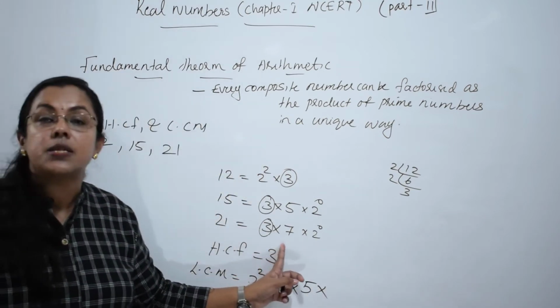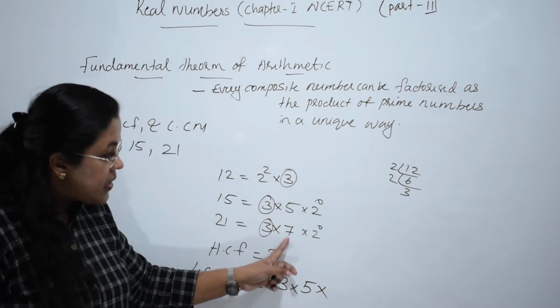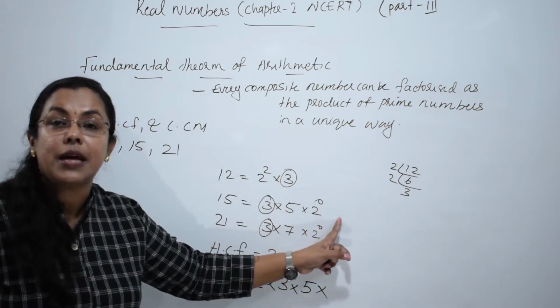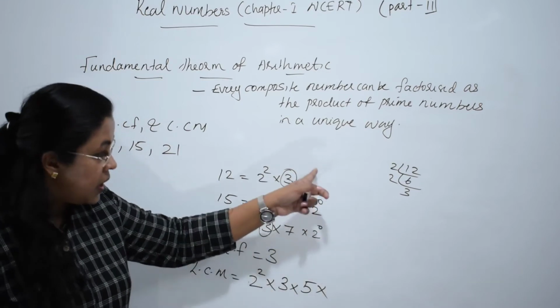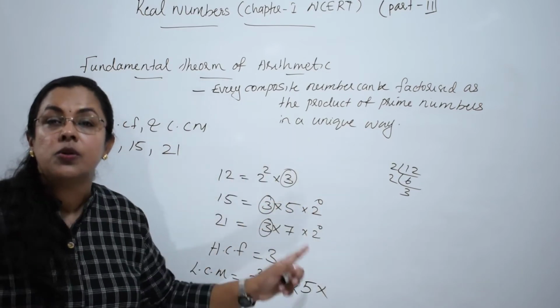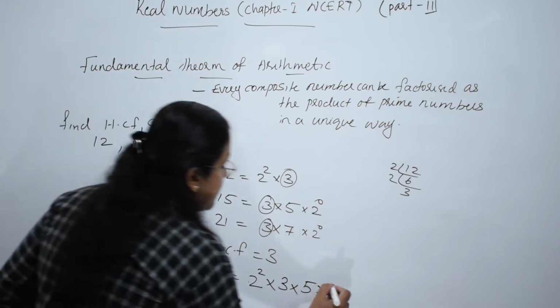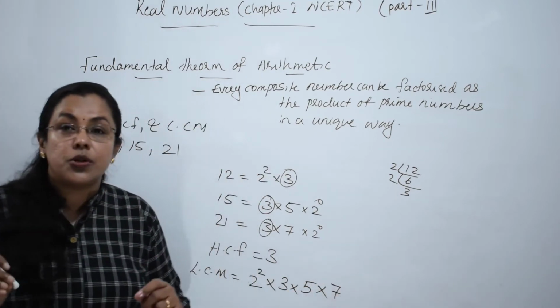And what is the highest power of 7? Highest power of 7 is 7 itself. It does not contain 7, that means it is 7 to the power 0. So what is the highest power of 7? 7 itself. Yeah, 7 to the power 1. Hope it is clear to you.